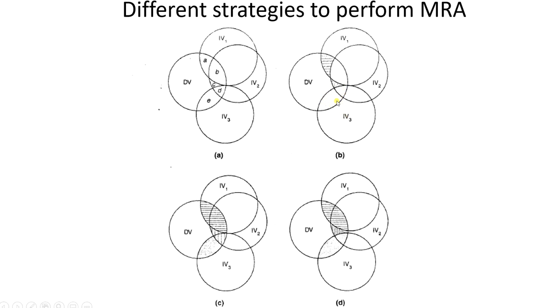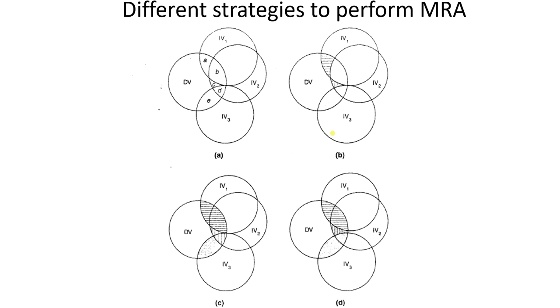So when I ask what is the independent unique contribution of the three independent variables in the DV, then you will say that IV1 is explaining A variance, this shaded portion. IV2 is explaining very little, only this C portion, this shaded portion. And IV3 is explaining a larger portion of variance, that is the E variance. These are just names so that you can easily understand.